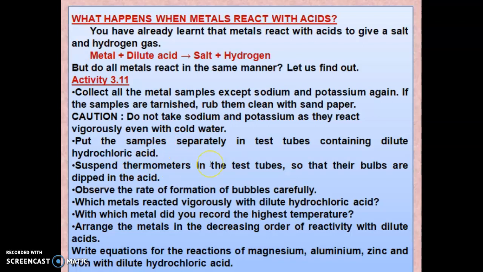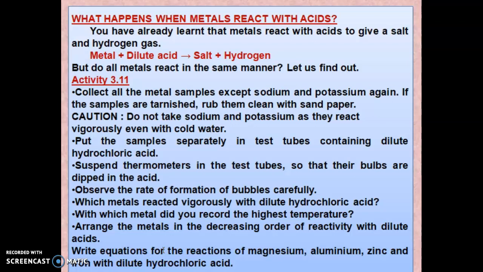Suspend the thermometer in the test tube so that its bulb is dipped in the acid. Observe the rate of formation of bubbles carefully. Which metal reacts vigorously with hydrochloric acid? Which metal did not react? With which metal did you record the highest temperature? Arrange the metals in the decreasing order of reactivity with dilute acid. Then write the equations for the reaction of magnesium, aluminum, zinc and iron with dilute hydrochloric acid.